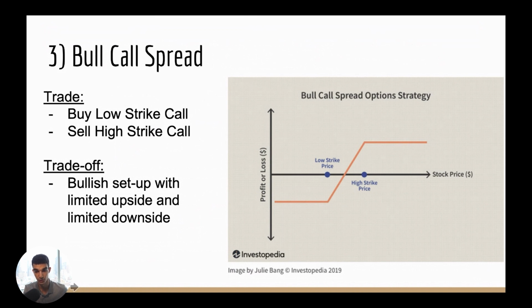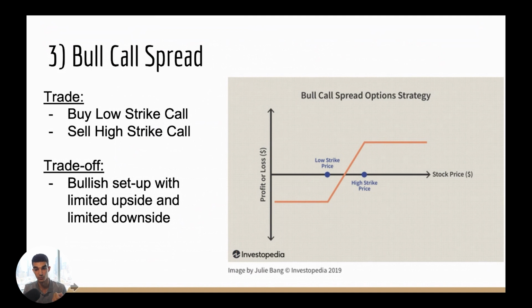But because you sold a call at this strike, you will be losing money from the sold call, but you will also be making money from the bought call at this strike. So it will offset each other, and then you will have a limited gain. So this is a bullish setup, but you are just limiting your upside and limiting your downside.